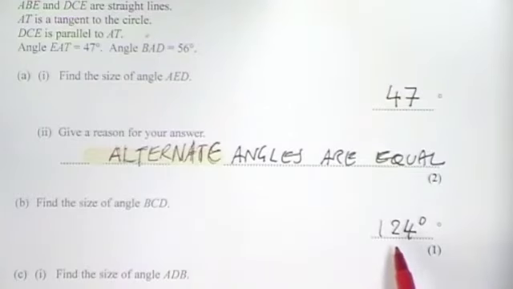So that's that. If we look at the next question, it says find the size of angle ADB. ADB. So from A to D to B, that's the angle I've already found actually with the alternate segment theorem, isn't it? Because that angle there from that chord is the same as the angle from that chord and the tangent. So that's 47 degrees, and it's because angles in alternate segments are equal.